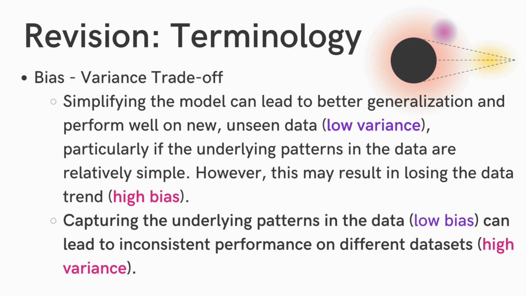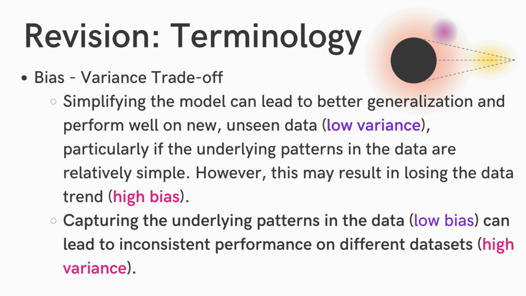They go in the different direction. So what we have to do is find the trade-off between bias and variance. We have to find the model that can lead to better generalization, but still perform well on the new and unseen data, right?